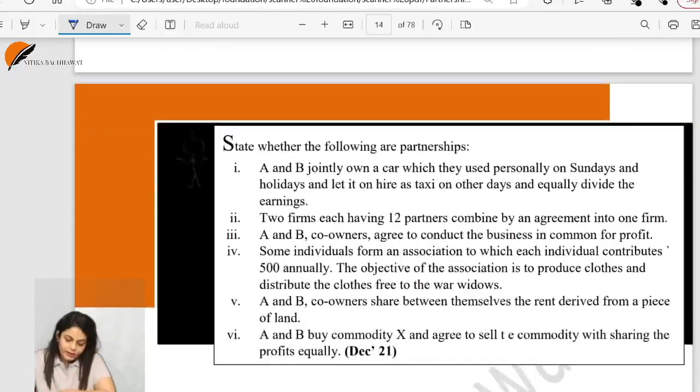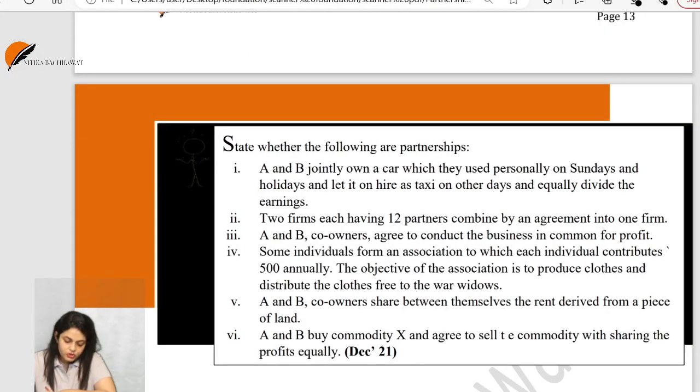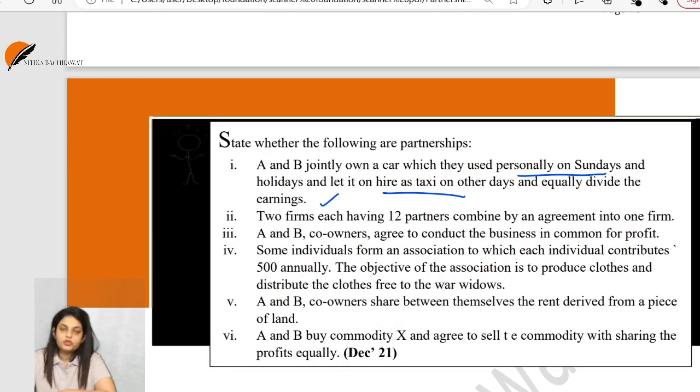A and B jointly own a car which they use personally on Sundays and holidays and let it on hire as a taxi on other days and equally divide the earnings. Just because they use it on Sundays personally doesn't mean it cannot be business. They are giving it on hire on other days. So yes, it is partnership.